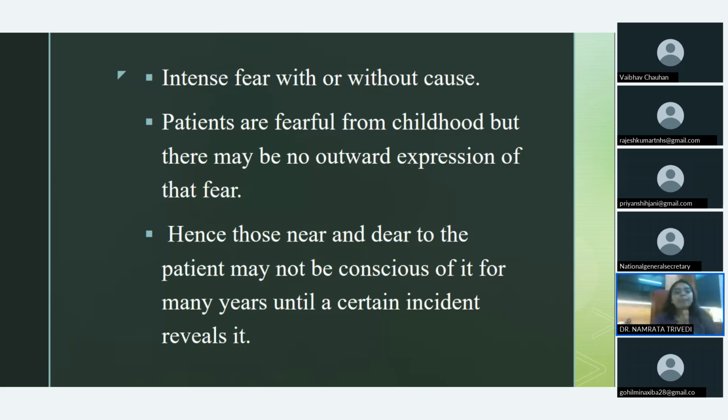Suppression. The patient is very fearful from childhood, but there is no outward expression of that fear. Hence, those near and dear to the patient may not be conscious of it for many years, until an incident reveals that he has a fear of that particular thing.